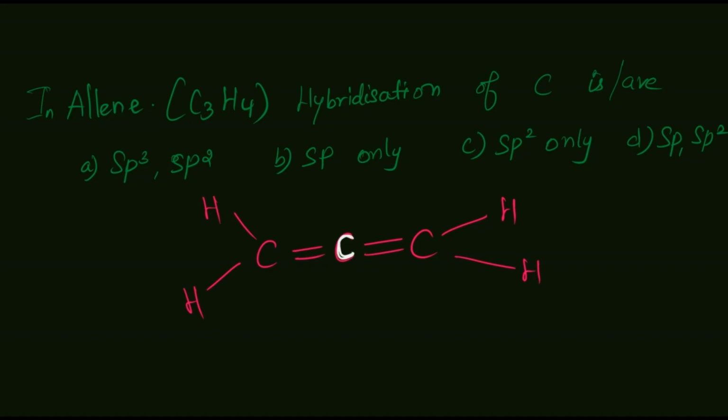There are two types of carbon. One is the center carbon, another is a terminal one, right? The terminal one, as you can see, has 2 hydrogens with a double bond. So hybridization becomes sp2, and the center carbon has 2 double bonds only. So sp and sp2. That is the answer to this question.